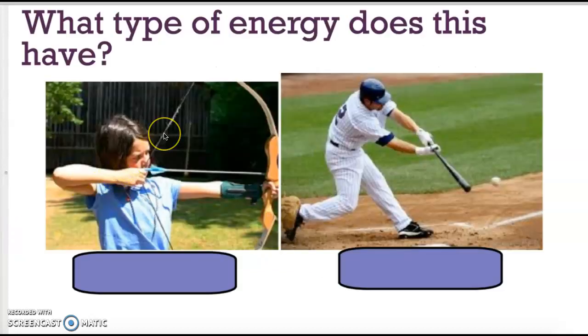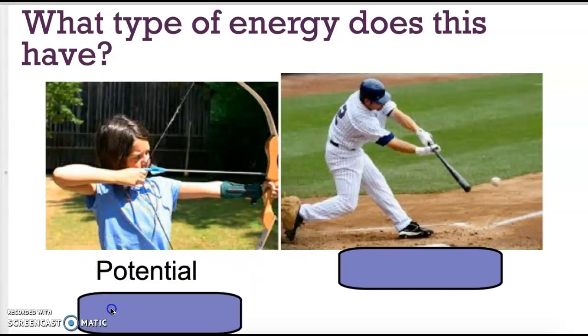So let's take a guess and review the difference between kinetic and potential energy. Looking at this picture of this girl pulling back her arrow, do you think it is potential or do you think it is kinetic? Well, you have to ask yourself, is she moving? Is it above ground? So the answer would be it's potential. She is pulling back, but she has not yet let go. So that is the potential energy.